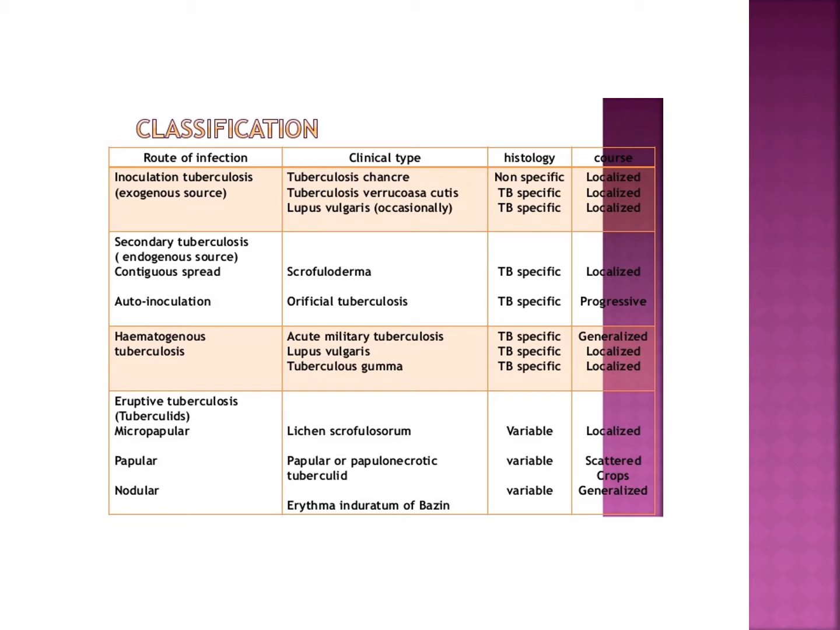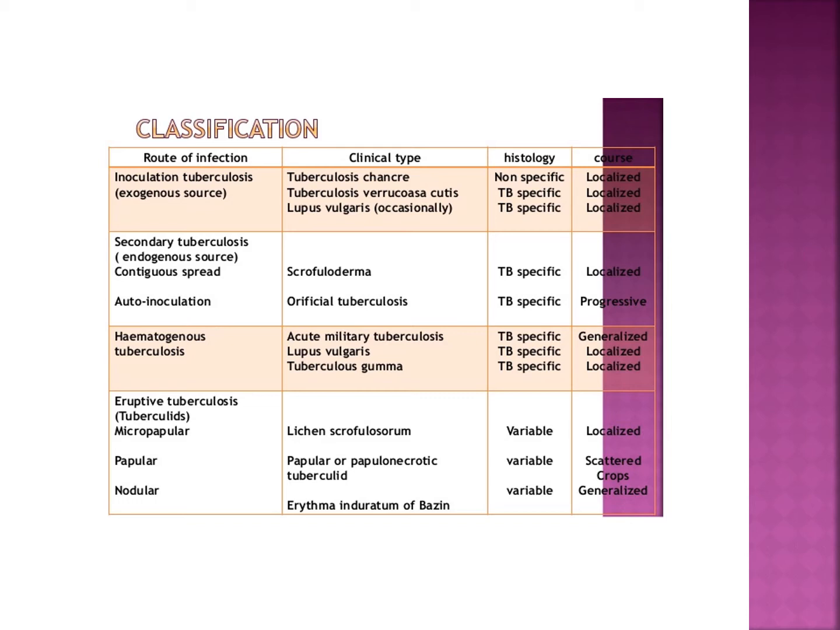The clinical types would be tuberculous chancre, tuberculosis verrucosa cutis, and lupus vulgaris, which is rare if we are talking about the exogenous or inoculation type. These are the clinical types of inoculation tuberculosis. Tuberculous chancre has non-specific histology, but tuberculosis verrucosa cutis and lupus vulgaris typically have specific histopathology, which we'll discuss in a later part of our talk.